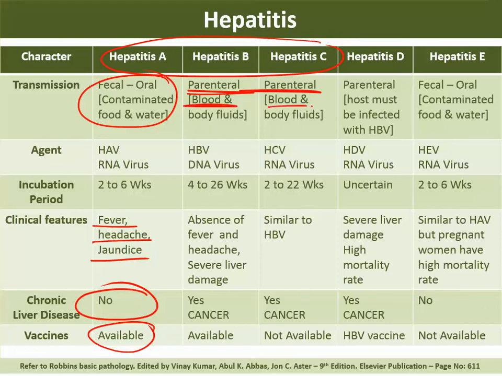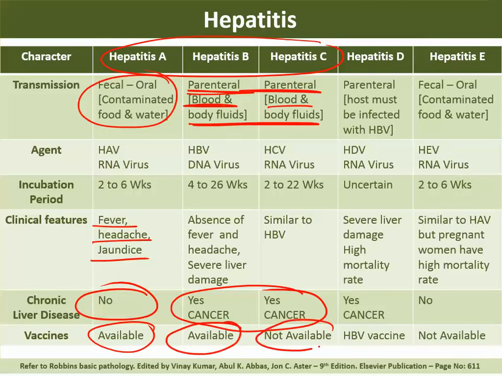Parenteral means through blood and body fluids. Remember, they produce chronic disease, which means cirrhosis of the liver, and they will develop into hepatocellular carcinoma. Hepatitis B vaccines are available, and for hepatitis C we have very good treatment nowadays.